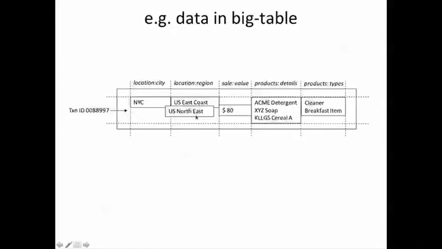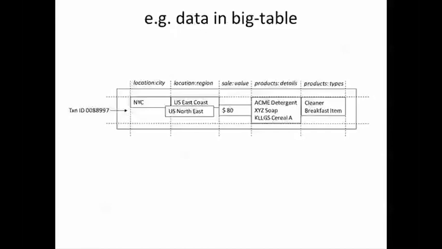For example, you could have the region being the US East Coast as well as the US Northeast, and that's perfectly fine, unlike a relational database where a particular row-column combination can have only one value. Additionally, each of these different values for a particular row-column combination can be time-stamped, so that, for example, the location for this transaction might be the US East Coast today, but tomorrow one is free to change it by making it US Northeast.